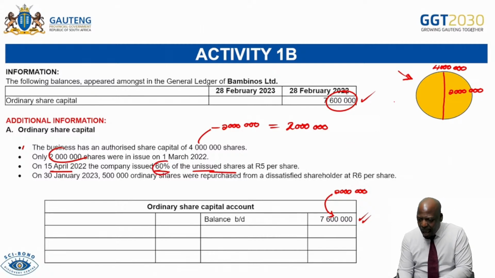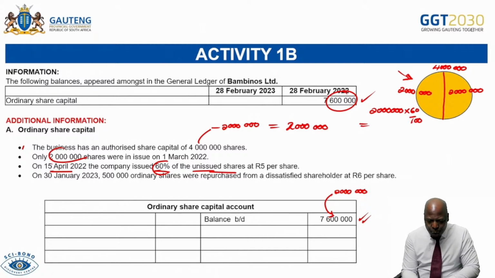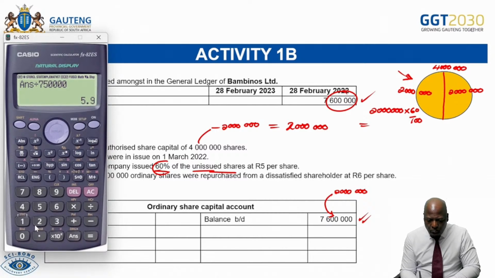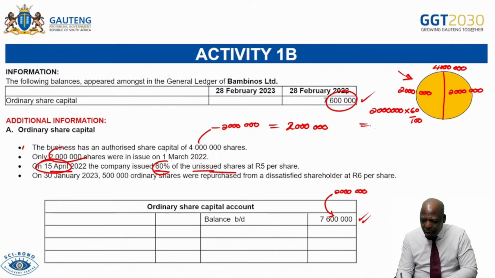So I'm going to take my 2 million, which is unissued, and multiply that by 60%, which is 60 over 100. How many shares did we issue on the 15th of April? Calculators, let's go. Of the 2 million, we're going to issue 60%. That means I'm going to issue 1,200,000.